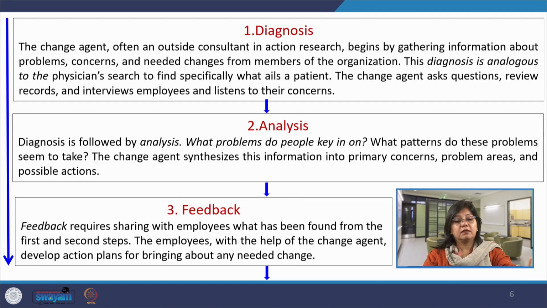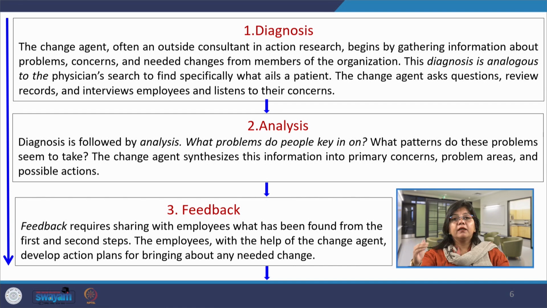This is analysis. So, analysis is basically that once the physician has prescribed the medicine, then how that medicine will work on which part of the body, that is the analysis. The third is the feedback. This requires sharing with employees what has been found from the first and second steps. The employees, with the help of the change agent, develop action plans for bringing about any needed changes.